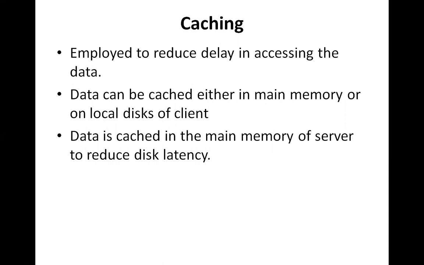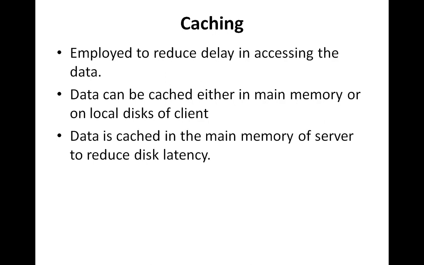Now, second one is caching. We know the use of caching, why we do the caching, and what is the importance of caching. Of course, it has certain demerits, but it is going to play a very important role in getting the information in a lesser time if the client requires it. So caching is commonly employed in the distributed file system just to reduce the delay. Delay in what? Delay in accessing the data.